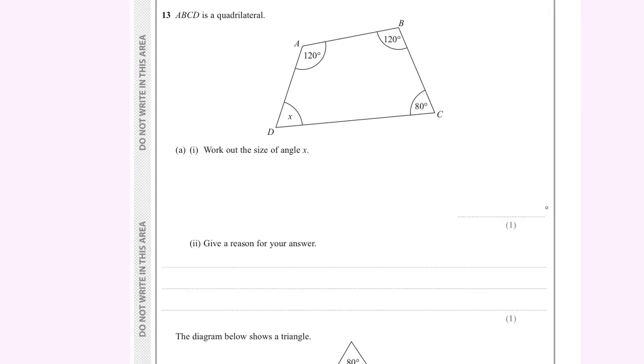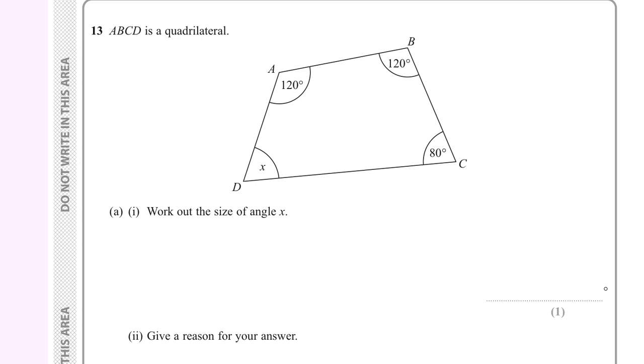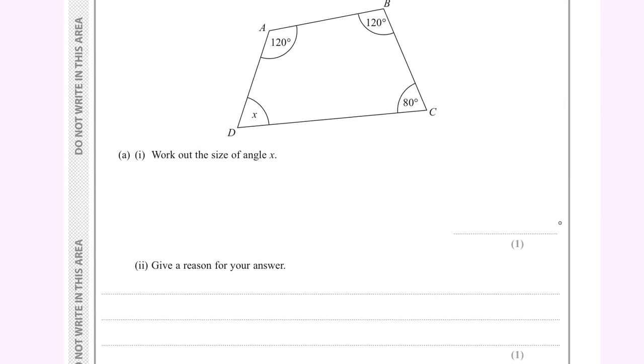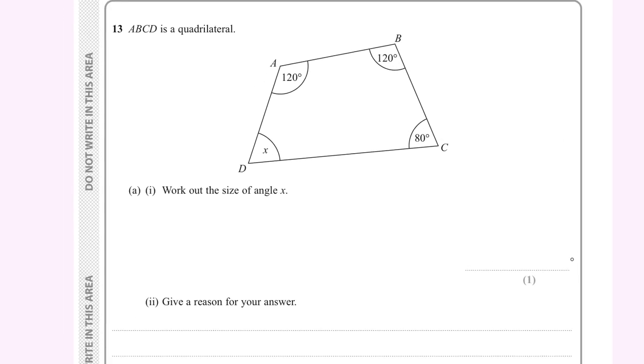Quadrilateral, all about angles. Okay, so we're looking at the different angles in this quadrilateral. Work out the size of the angle labelled X, which is this one here. All you need to know is, it gives you a bit of a clue. You've got to give a reason for your answer, so you need to know some sort of rule or reason.